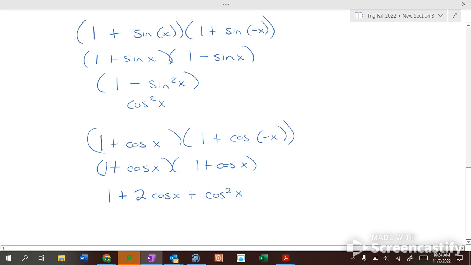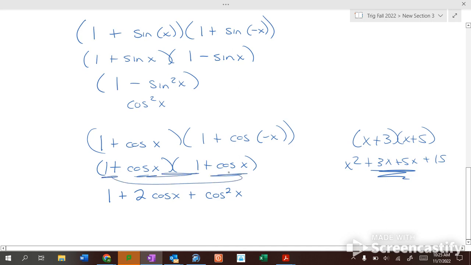Okay? Remember FOIL. If we have like x plus 3 times x plus 5, x times x is x squared plus 3x plus 5x plus 15. So I have to add my middle two terms. So here, my middle term is cosine of x, and my other middle term is cosine of x. 1 cosine of x plus 1 cosine of x is 2 cosine of x.